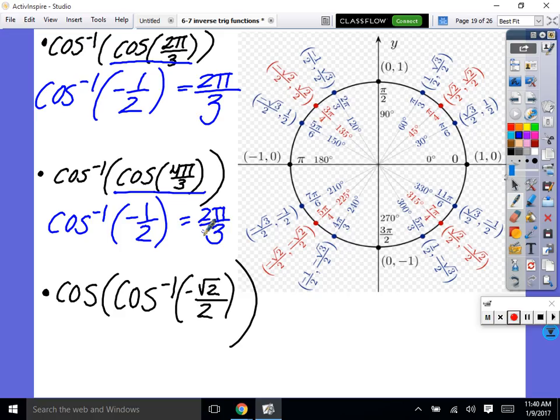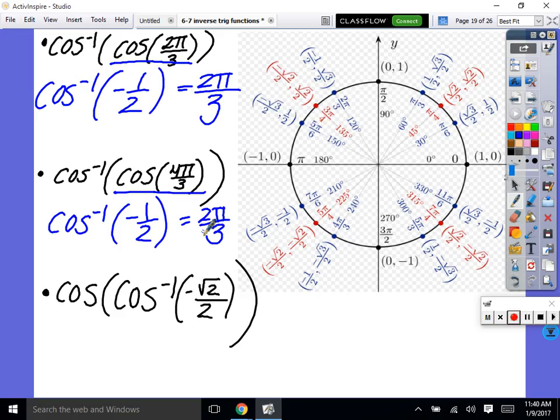So that's why I never assume. I just literally work from the inside out. Look at this one. Cosine inverse undid cosine, we get 2 pi thirds. Can we just say that our answer was 4 pi thirds? No. Does that make sense? Yes.